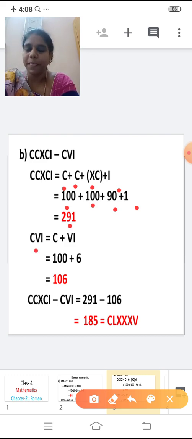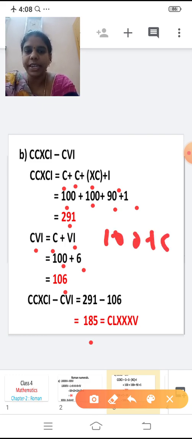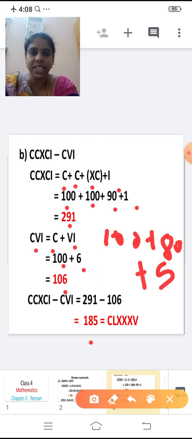Next, CVI. C plus VI. Add all together. The value for C is 100, plus VI is 6. 106. Now subtract 291 minus 106. So the answer you'll get is 185. That you're going to change into a Roman numeral. So the answer is 100 plus 80 plus 5. So CLXXXV.